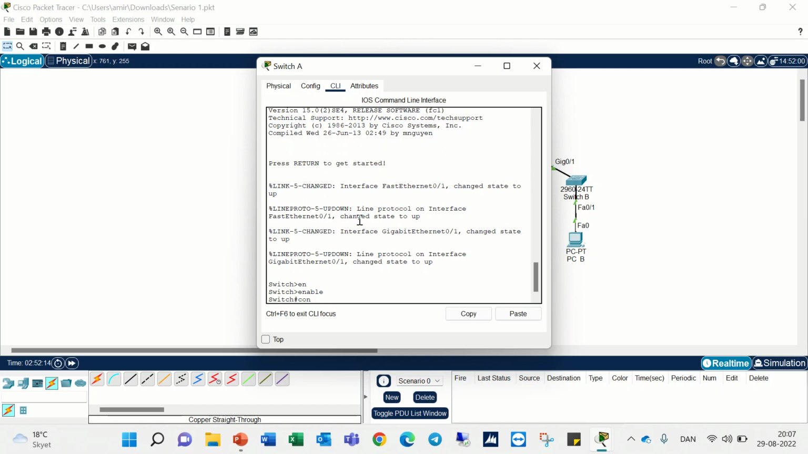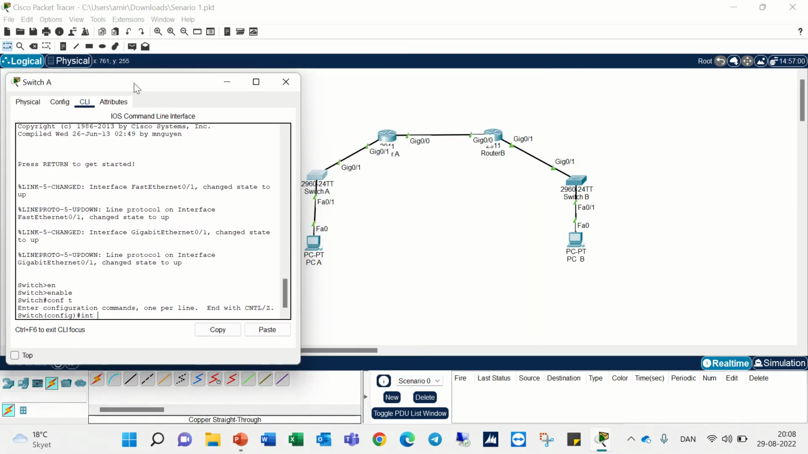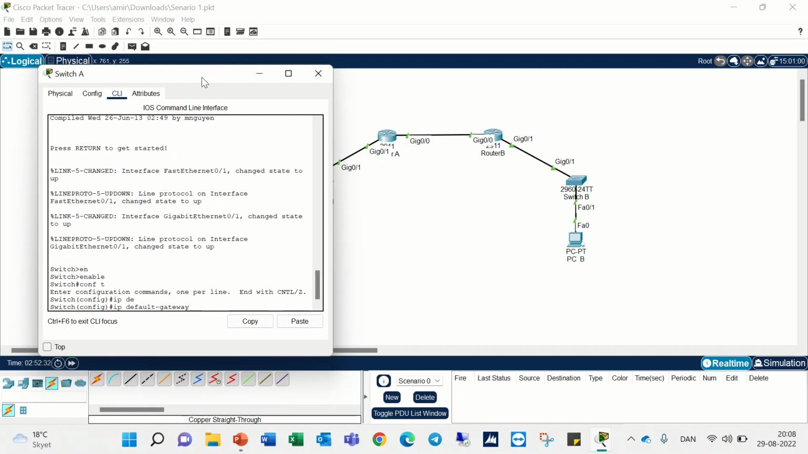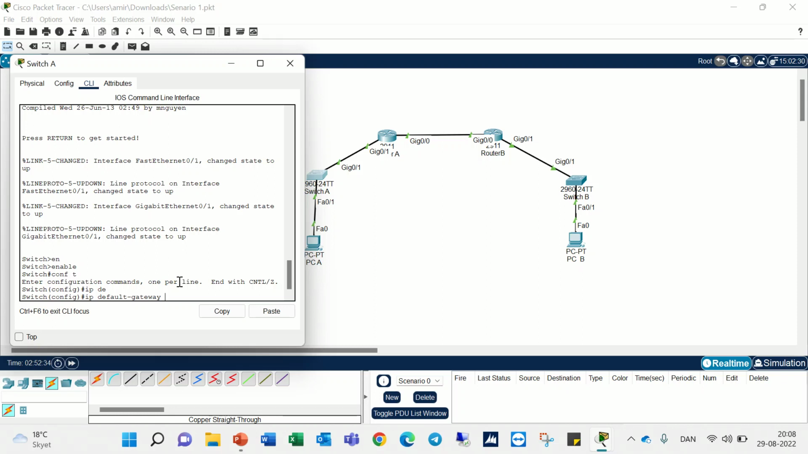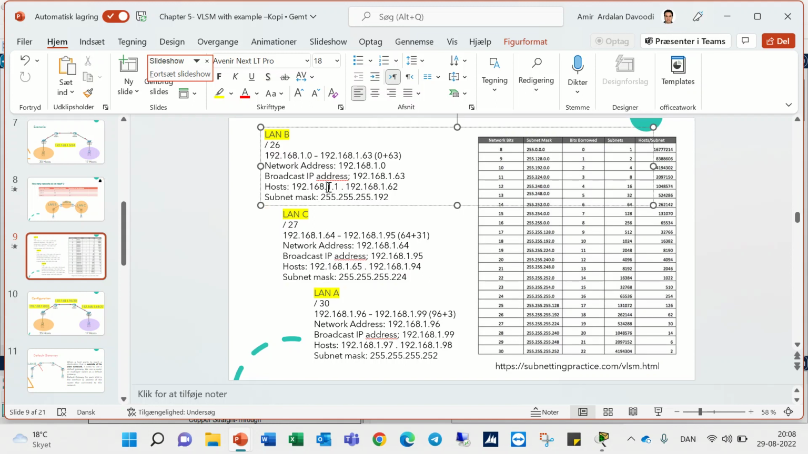And also you should go to switch A and under CLI enable and configure terminal, or also you can write here conf t, it is the same, and right here interface, which interface, excuse me, you should write here ip default-gateway. What is default gateway for this switch? Default gateway for this switch is the same default gateway for the computer and PC. This one, excuse me, the 1 1. Yes.